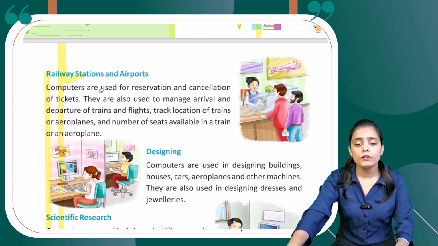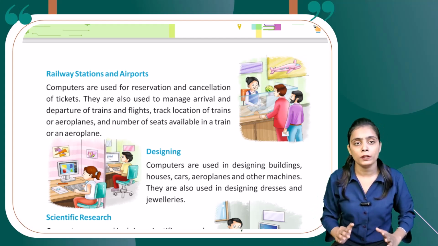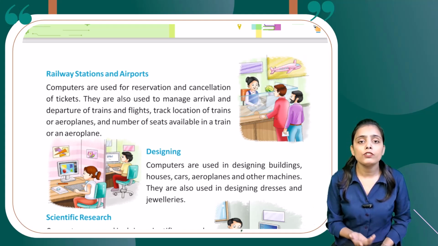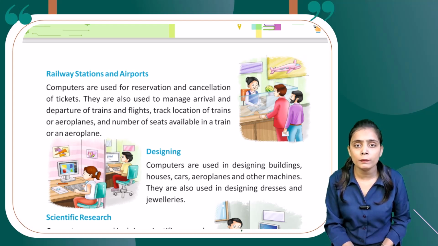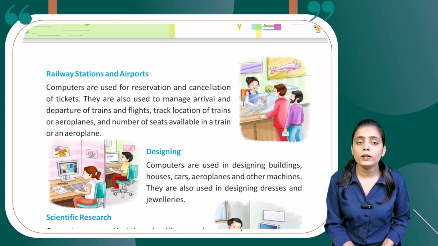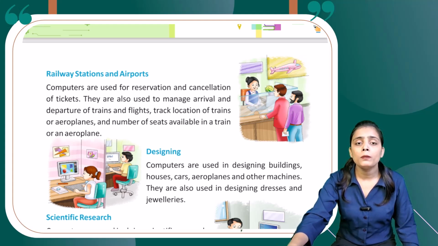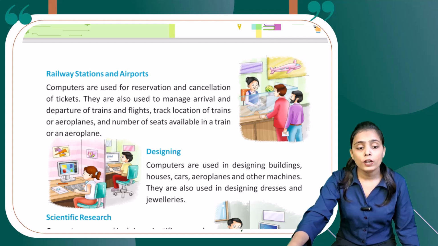Computers are used for reservation and cancellation of tickets. They are also used to manage arrival and departure of trains. They also track the location of trains or aeroplanes and the number of seats available in a train or an aeroplane. So basically the crux of this paragraph is that we have to do reservation and cancellation before traveling somewhere, right? So with whose help is that done? With the help of computers, where? At railway stations and airports. Okay, so it also gives us the data of how many seats are available in a train or an aeroplane.